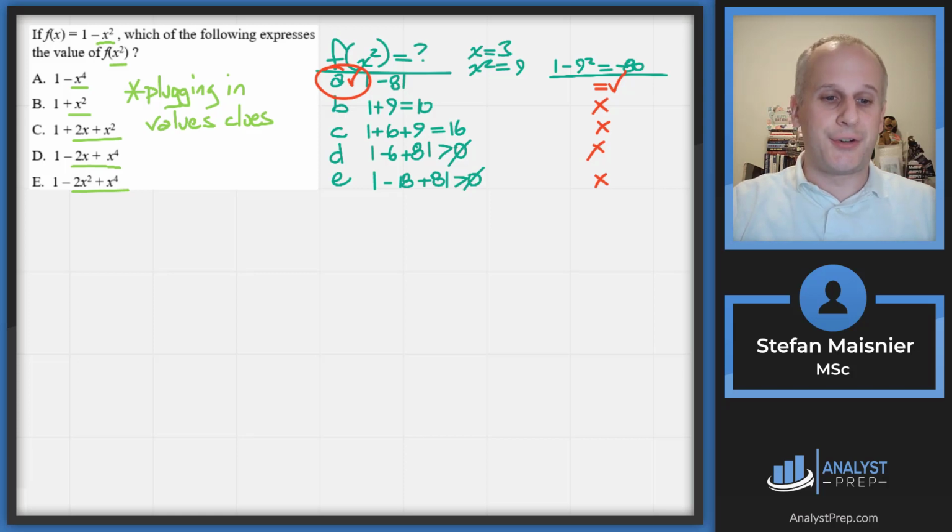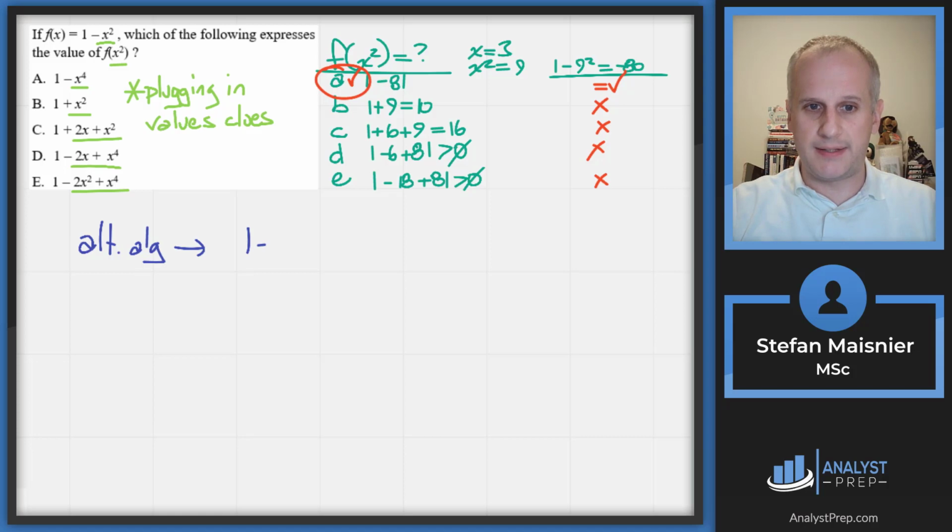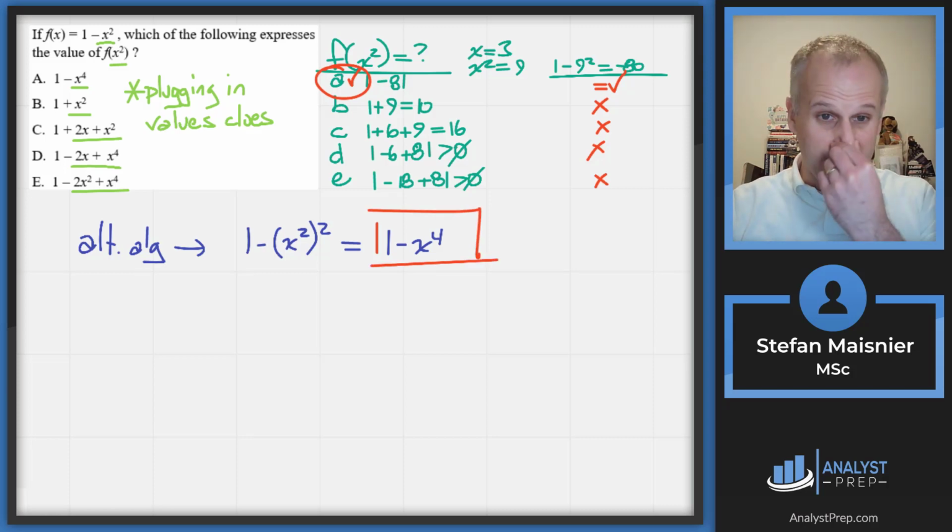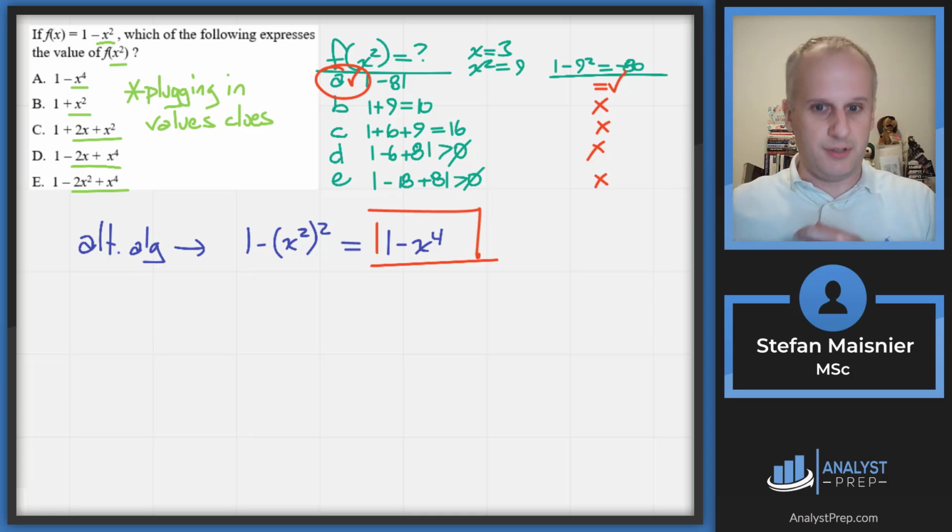Now, the alternative algebra: if you see it, you could just plug in x squared. So we'd have 1 minus x squared, squared, which is equal to 1 minus x to the fourth, and that of course matches our expression directly as well. So consider both approaches, plugging in values if you don't see the immediate algebra, or doing the algebra if you do see it, because remember, the technical approach is probably fastest if you can do it.